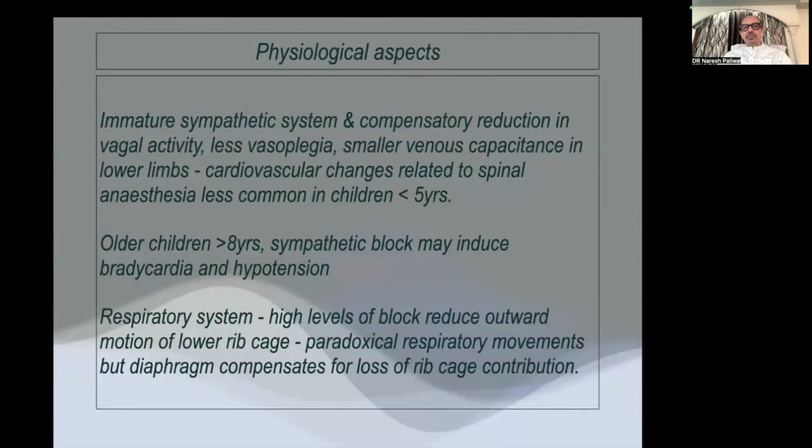About the physiological aspects, there is an immature sympathetic system and a relative predominance of vagal activity. That leads to less vasoplegia. Also, there is small venous capacitance in the lower limbs. All these lead to fewer cardiovascular changes related to spinal anesthesia in children below 5 years of age. In older children, more than 8 years, it is almost similar to adults. Sympathetic block may induce bradycardia and hypotension. About the respiratory system, high levels of block reduce the outward motion of the lower rib cage. So there can be some paradoxical respiratory movements, but the diaphragm compensates for the loss of rib cage movement contribution.